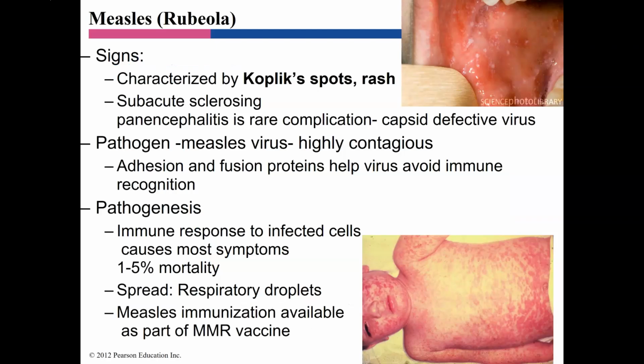This next infection is measles, and I need to contrast the seriousness of this disease with the mildness of rubella. Measles is a very infectious virus. It does have a mortality rate of 1 to 5% when infected. Like rubella, it's known to be spread by respiratory droplets, but it can also be aerosolized. It's also part of the MMR vaccine.